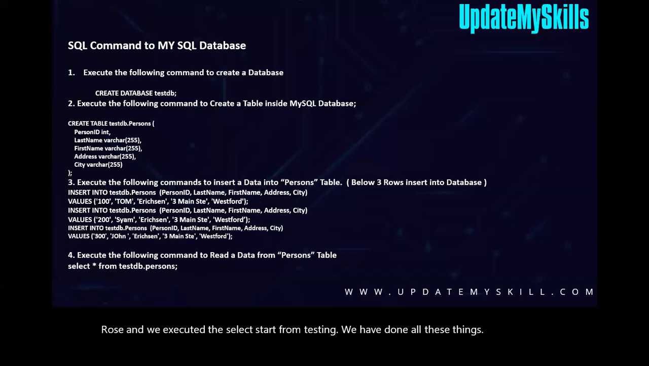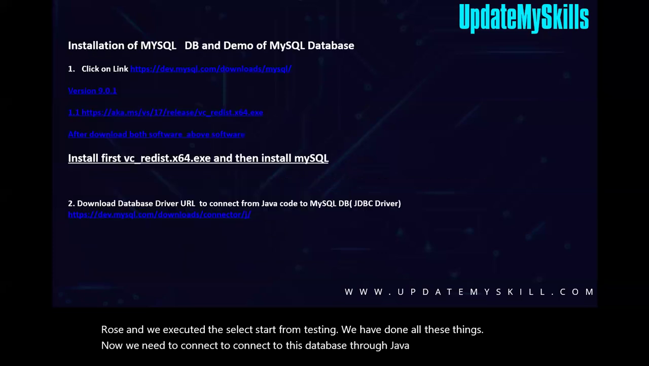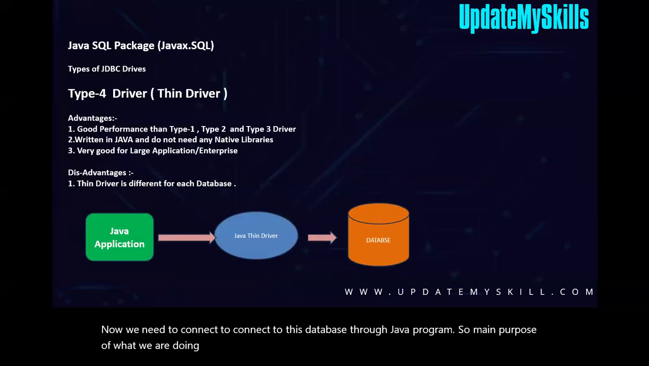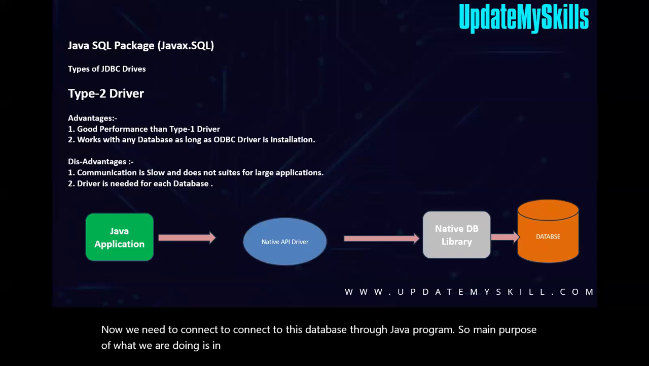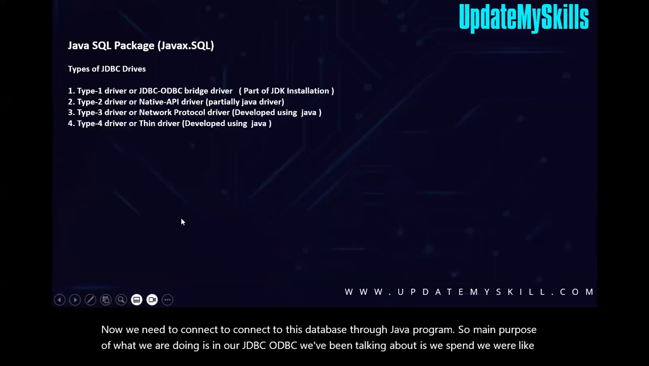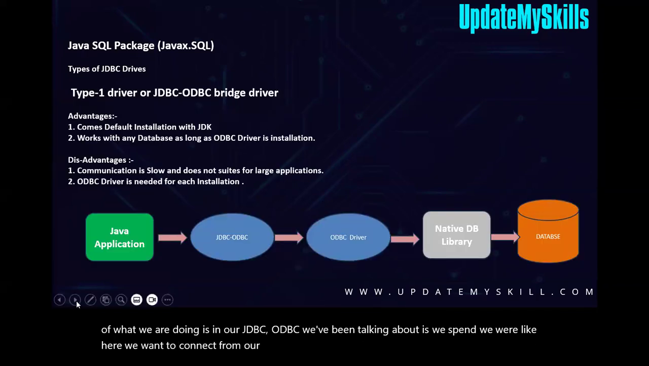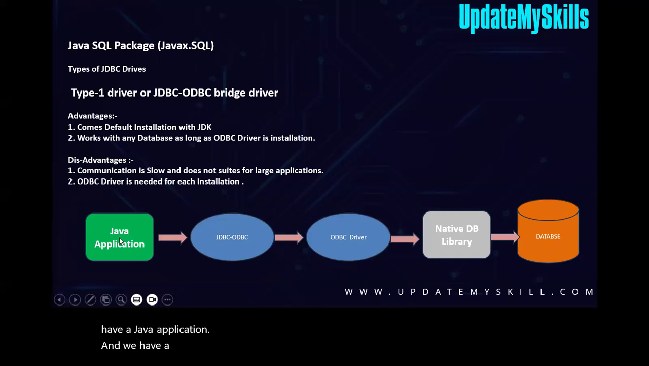Now we need to connect to this database through a Java program. So the main purpose of what we are doing, in the JDBC, ODBC we've been talking about, is that we want to connect from our application to the database through drivers. So we have a Java application and we have a database. Now we need to establish the communication from there to here.